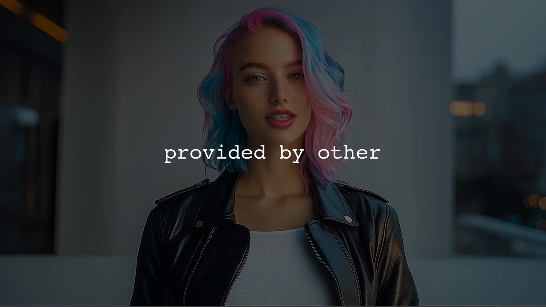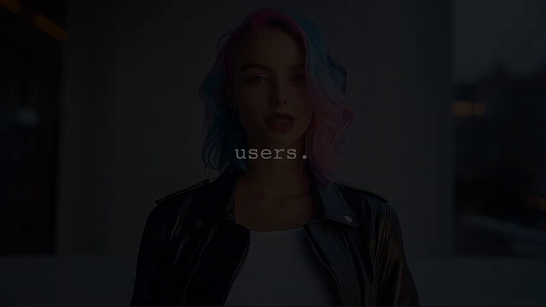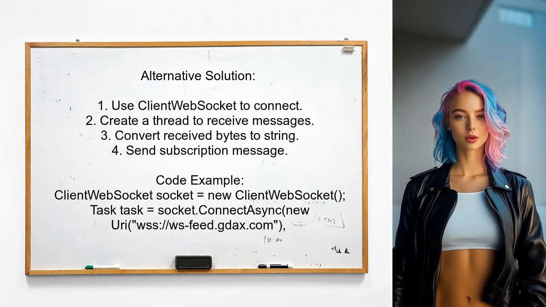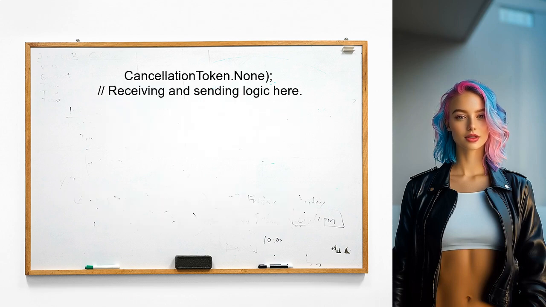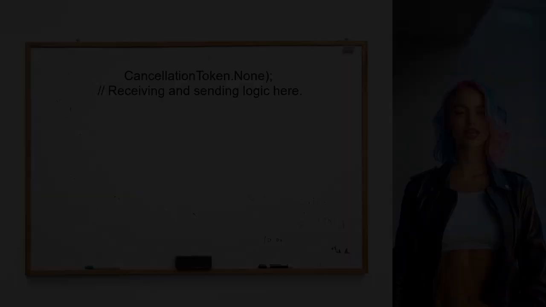Now, let's look at the answers provided by other users. An alternative approach to connect to the GDAX WebSocket feed is provided by another user. They suggest using the ClientWebSocket class in C#. First, create a new ClientWebSocket instance and connect it to the WebSocket URL. Then, start a new thread to continuously receive messages. Inside this thread, use a byte array to store incoming data and convert it to a string for output. Finally, send a subscription message to receive updates for the BTC-USD product.